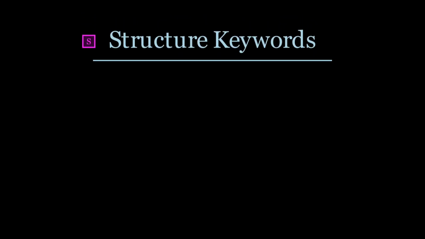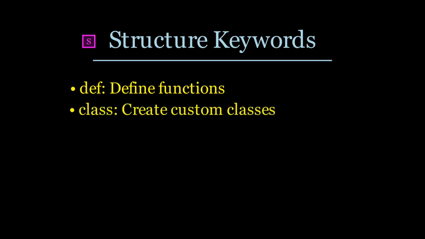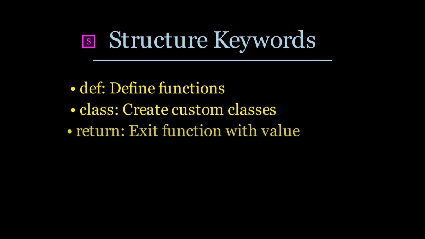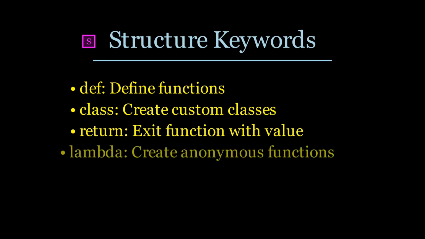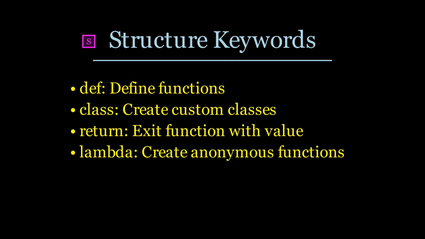The structure keywords help us to organize and reuse code effectively. Key structural elements include def for function definitions, class for object-oriented programming, return for function output, and lambda for quick anonymous functions. Let's explore these concepts.